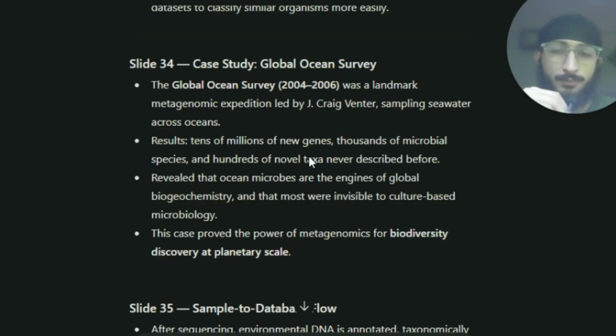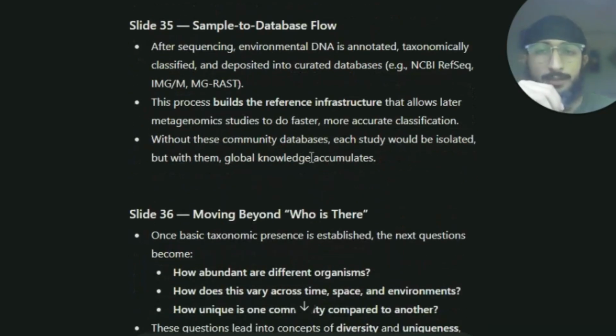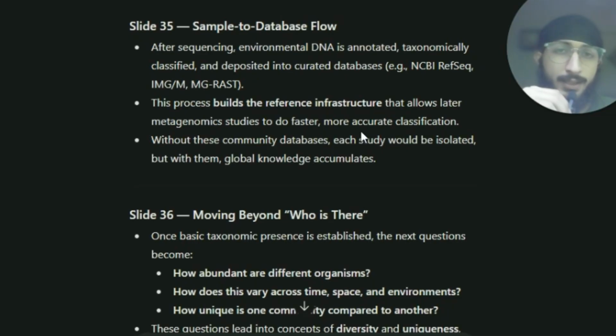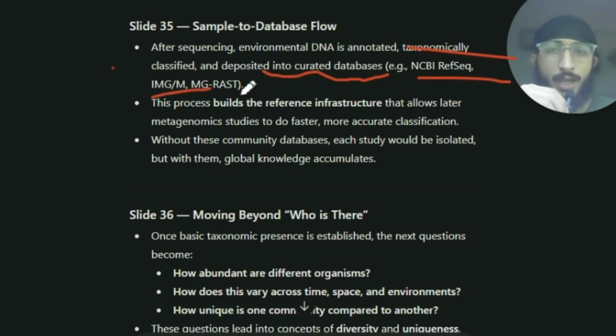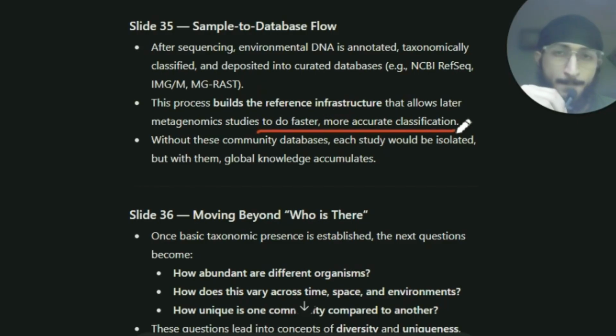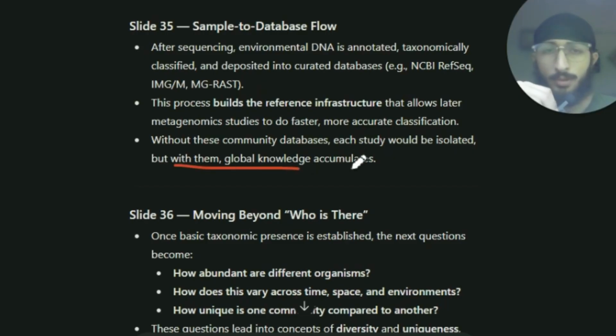Now, moving on, sample to database flow. After sequencing, environmental DNA is annotated, taxonomically classified, and deposited into curated databases like NCBI, RefSeq, IMG/M, MG-RAST. This process builds the reference infrastructure that allows later metagenomic studies to do faster, more accurate classification. Without these community databases, each study would be isolated, but with them, global knowledge accumulates, moving beyond who is there.